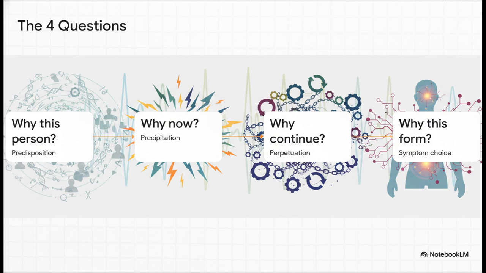Why this person? That's about predisposing factors. Why now? That's the trigger. Why does it keep going? That's what's perpetuating it. And finally, why this form? As in, why these specific symptoms? Each one is a vital piece of the puzzle.